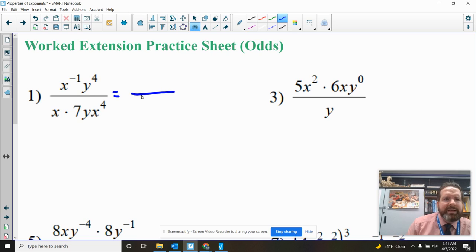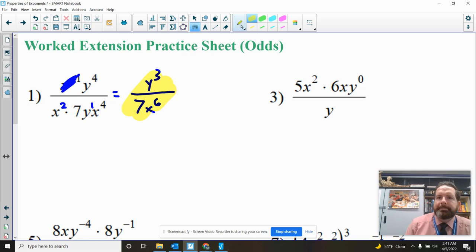Overall, what I see is I'm going to have a fraction. Coefficients is only the 7. As far as x's go, let's take this x, move it down below. So x to the first down below together with this one will make that x to the second. So I've got x to the second and fourth. That's going to be x to the sixth. And as far as y's go, I've got 4 power on top, 1 power on the bottom. So there's an extra 3 that are on the top. That's where that's all coming from.